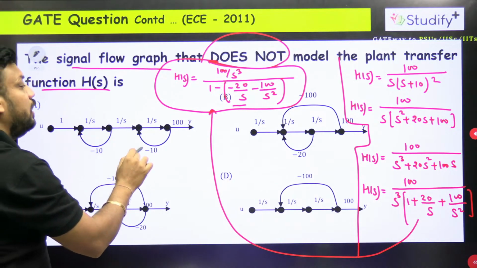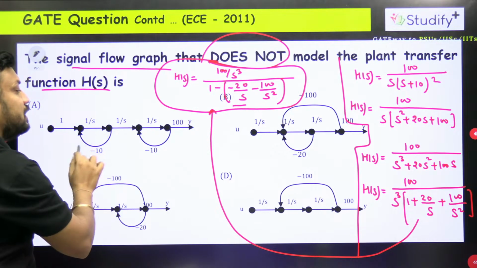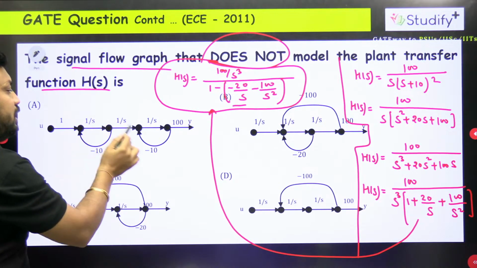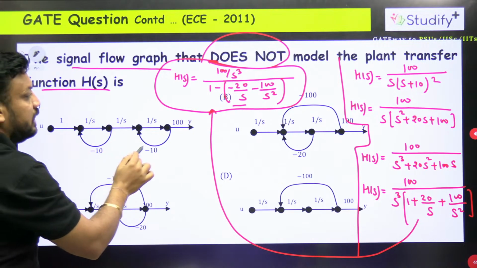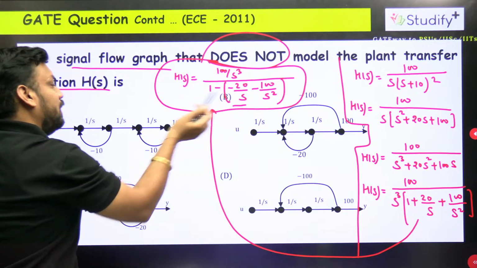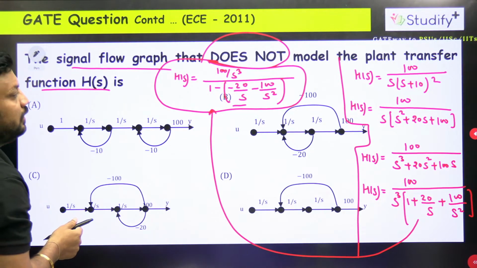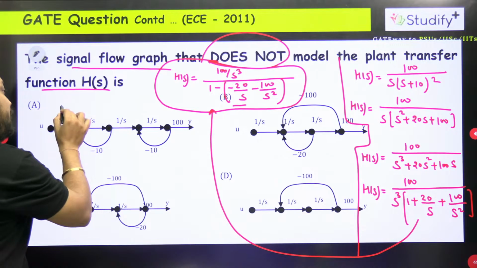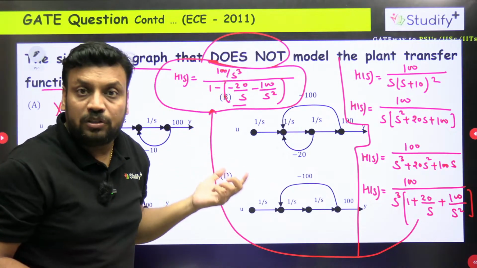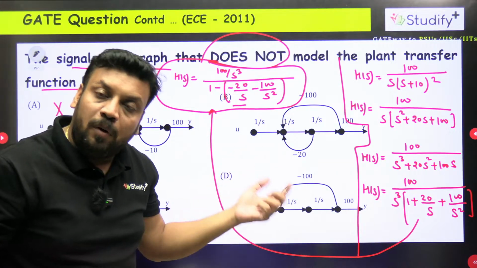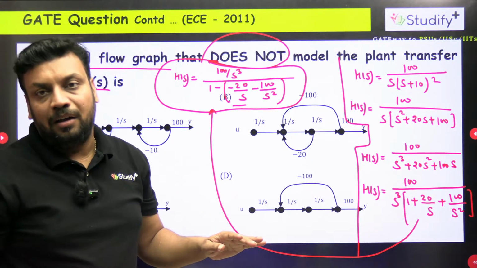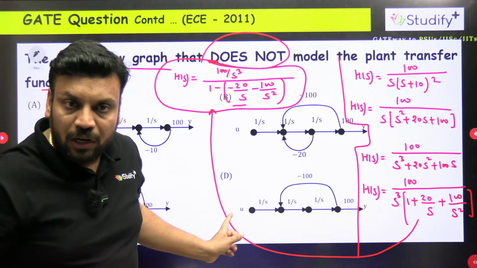And again students, don't you think both the loop gains are non-touching, so we should take the gain product of both. So minus 10 into minus 10 will become plus 100 by s square. Once you open the bracket, these both come with plus, minus minus plus. This is clear. So it means option number A is wrong, because we are looking for which does not model. Option A does satisfy, but we have to find the option which does not satisfy this transfer function. Does not model, it does model, yes or no.